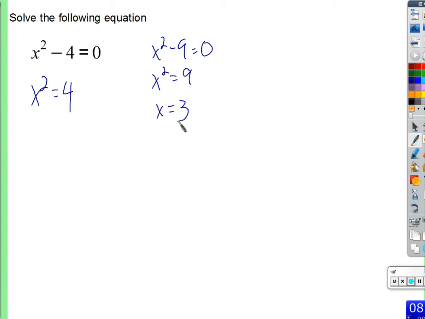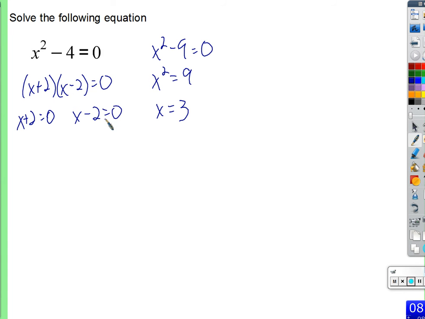Okay. I mean, it's a difference of squares, isn't it? So you can factor this as x plus 2 times x minus 2 equals 0. And we set each of the factors equal to 0, and then we solve for x. Subtracting 2 on both sides, adding 2 on both sides.